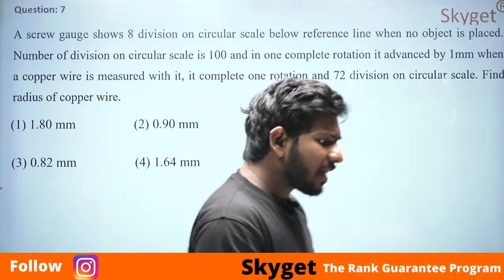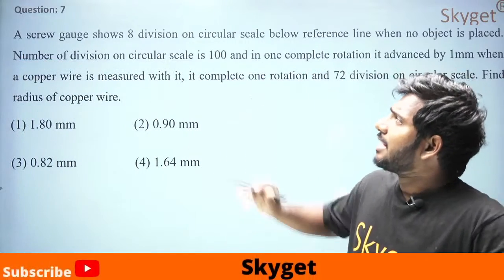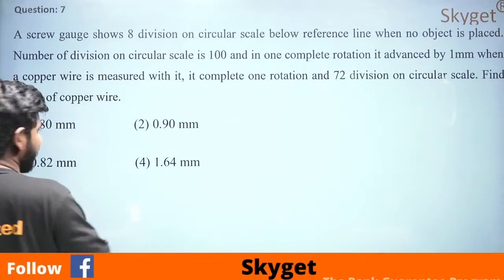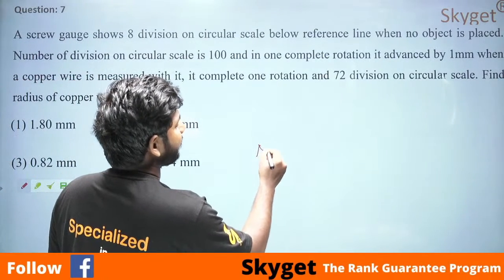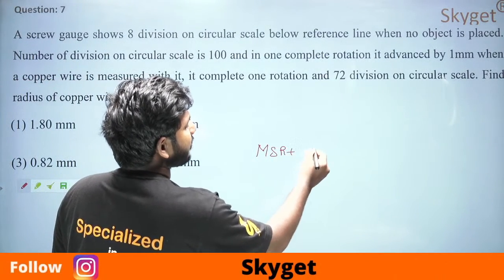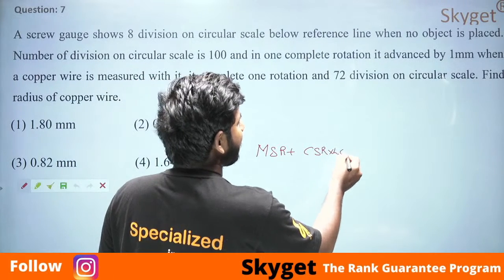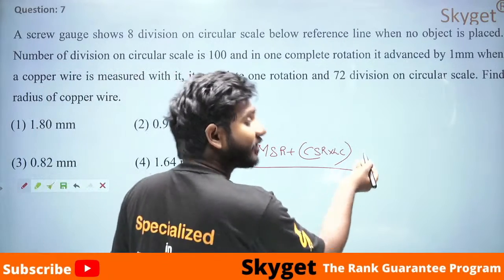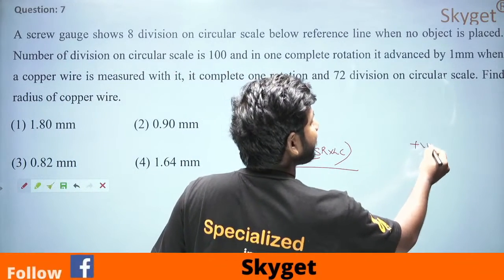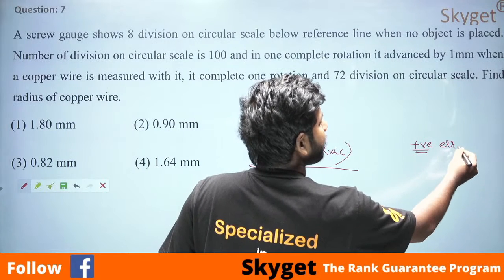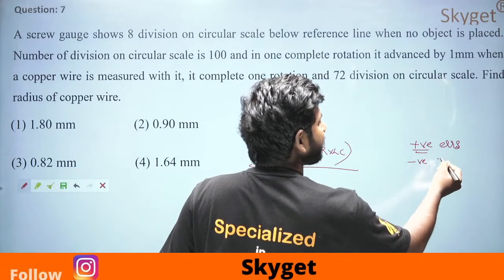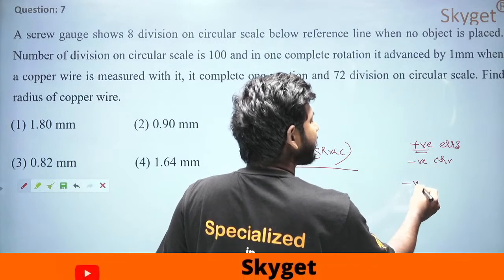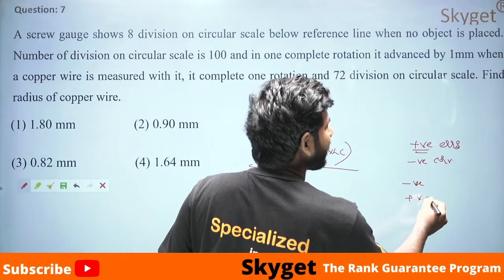Now this is based on screw gauge, students. If you know the basic formula for finding the measurement on a screw gauge, it is main scale reading plus circular scale reading into LC. But also if there is a correction, if there is a positive zero error, then negative correction should happen. If there is a negative zero error, then the correction should be positive.